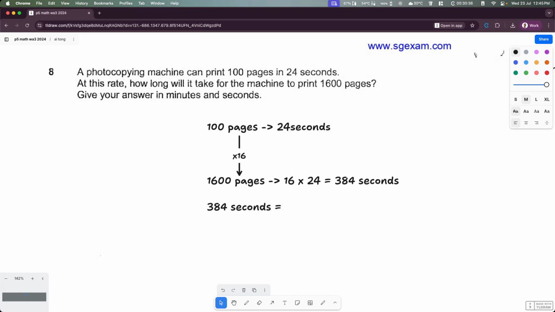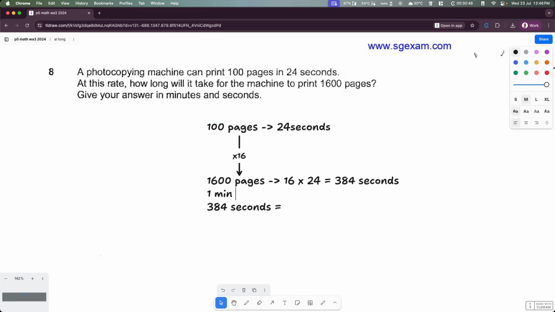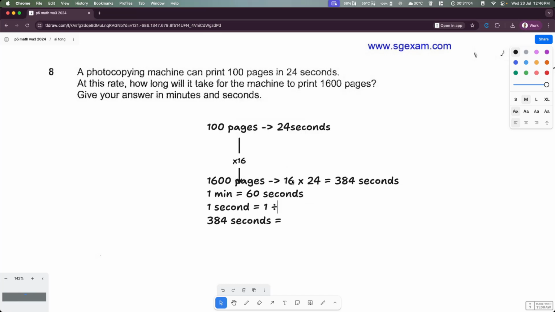So if you remember, why we need minutes, because he says here give answers in minutes and seconds. So we know that 1 minute is equal to 60 seconds, right? So in a way, if you want to have 1 second, 1 second is equal to 1 minute divided by 60, right? To get how many minutes, right?